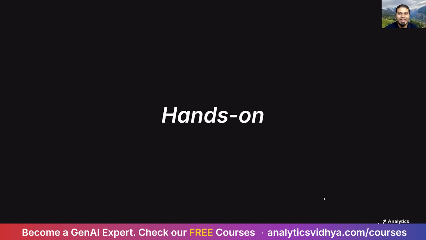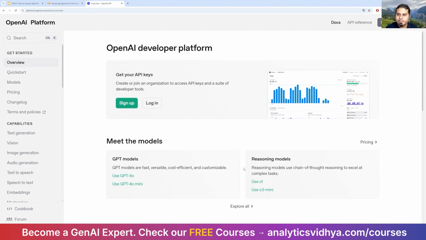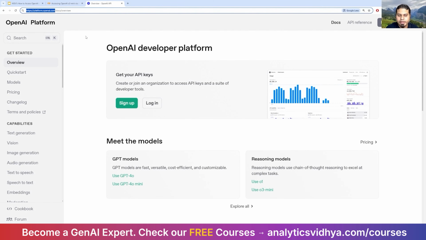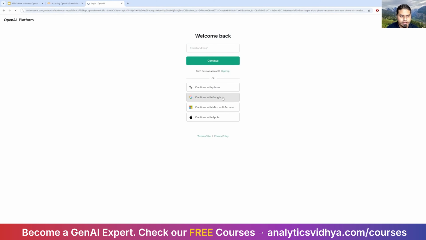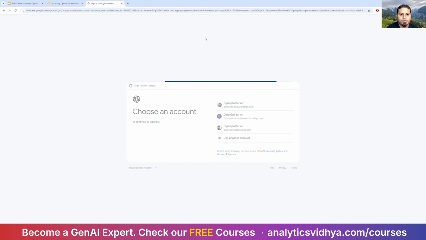So let's get into the hands-on. Now, the first step is for you to go to platform.openai.com. And once you're in platform.openai.com, you will need to sign up for an account. It's free, but you will need to set up your billing and all of that. So I'm logging in with the account I already have.